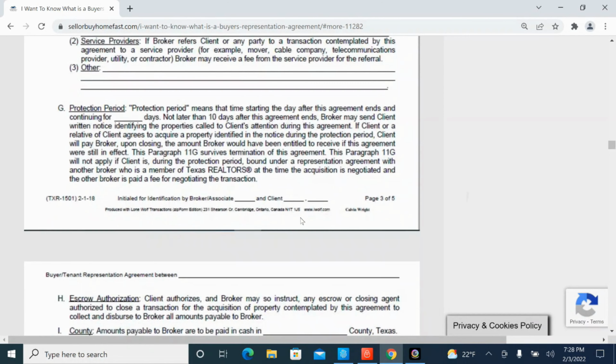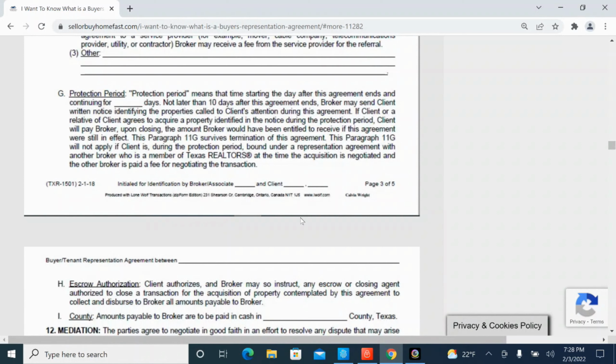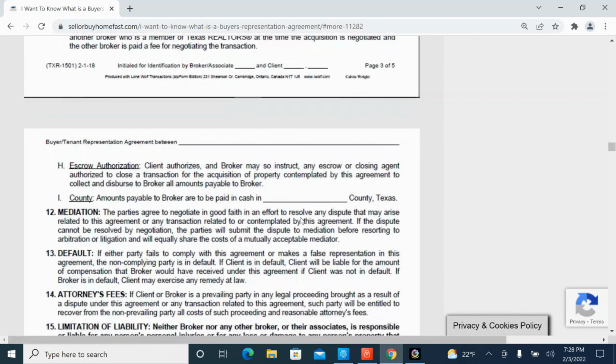Sometimes, let's say you have a 4-month agreement and you put an offer in on the property and you don't close on time and the agreement is going to expire, typically a protection period would allow the extension of the agreement, and it would allow the extension for 30 days.